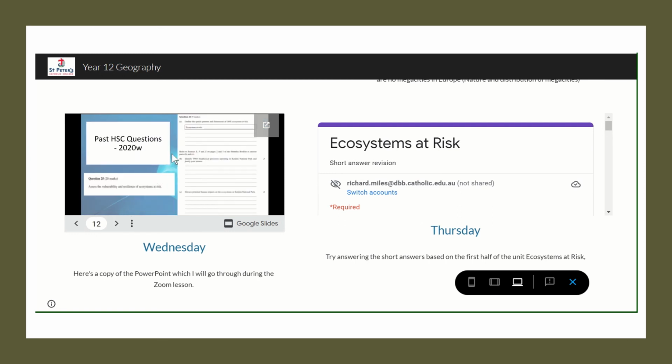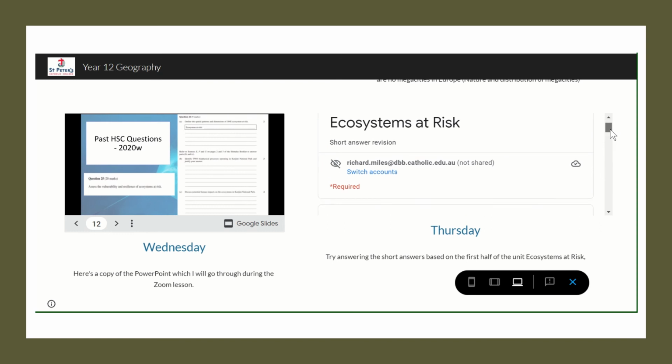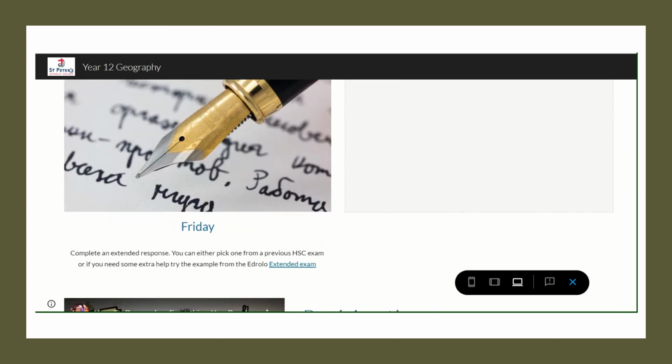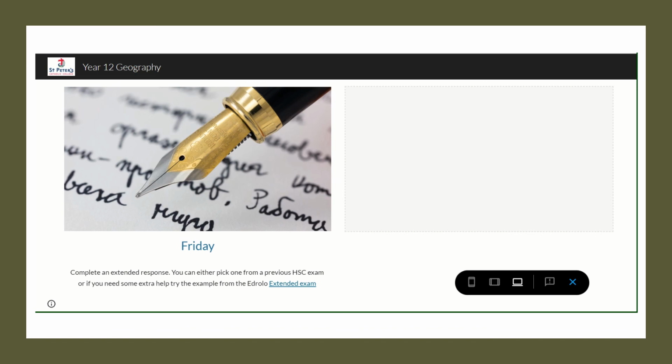And then I've just stopped here at the past HSC questions. I've turned those into an ecosystems at risk revision. So that's what you can do for Thursday as well. Go over those questions, and I've put feedback in there so it'll be self-marked, so you get feedback straight away. So do that.